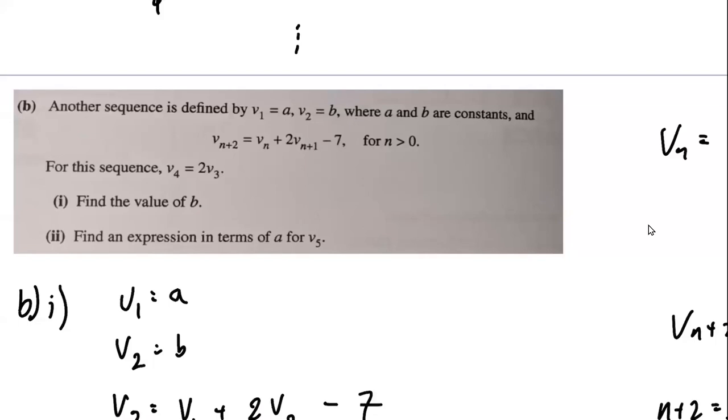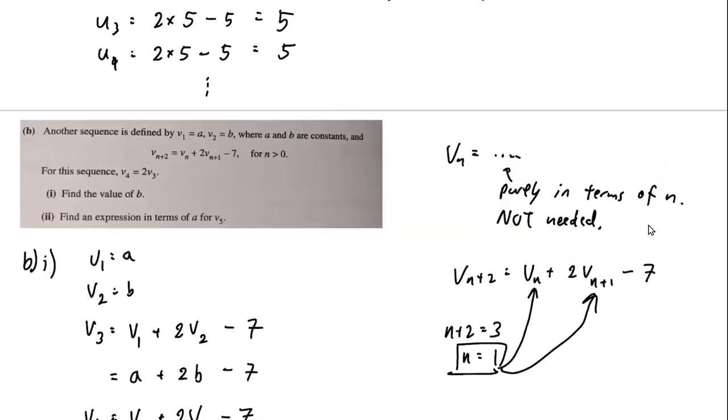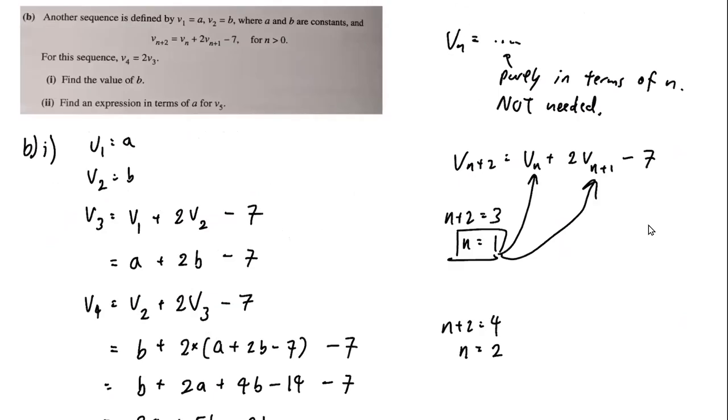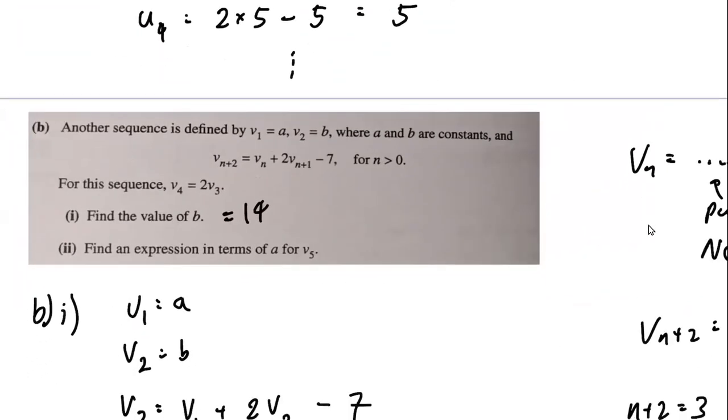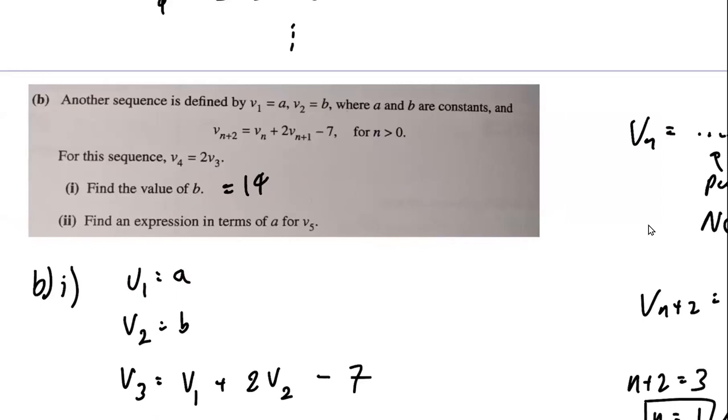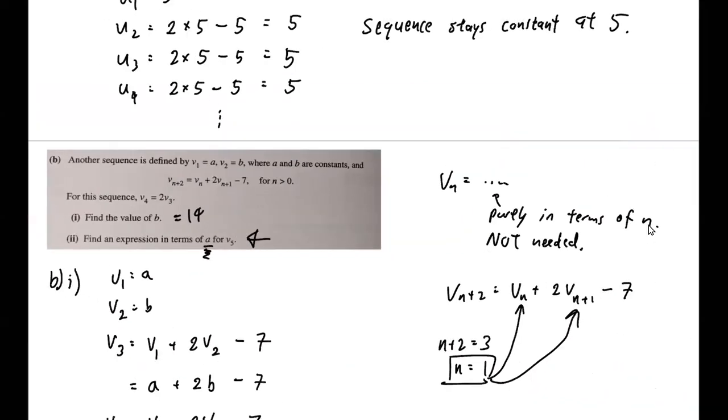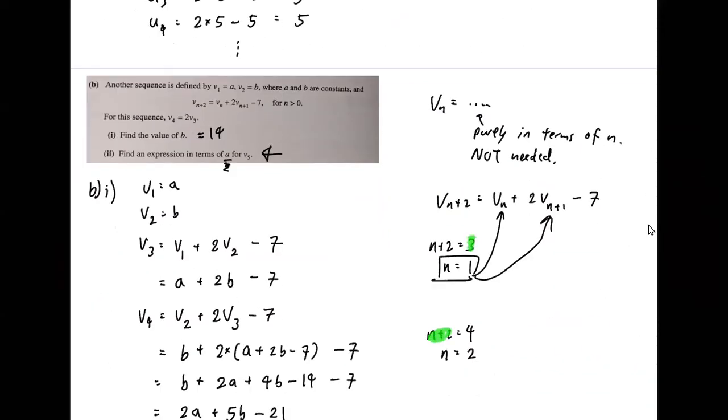Okay, so we found out B to be 14. That means that we still cannot find our A. That's why in part 2 here, they ask us to find an expression in terms of A, an unknown constant, for V5. We cannot solve for A. We need to leave everything in terms of A. So let's try to solve for V5 now. Do the same trick again, but this time instead of n plus 2 equals 3 or n plus 2 equals 4, we now try to have n plus 2 equals 5.